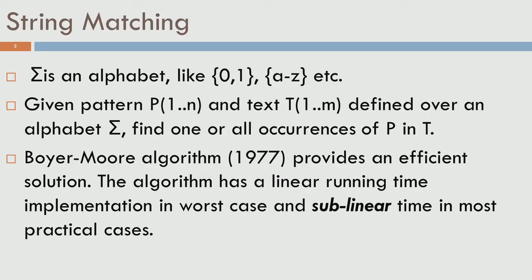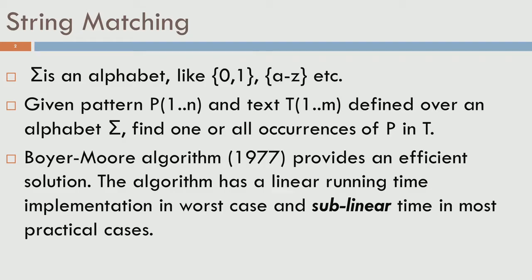And one of the algorithms that is of interest and which is a very efficient algorithm is called the Boyer-Moore algorithm. This algorithm was invented in 1977 and specifically it has an implementation which runs in linear time in the worst case, and one can actually do an analysis and argue that it takes sublinear time to find a pattern match in most practical cases. So, let us get to the formal details of the string matching problem.